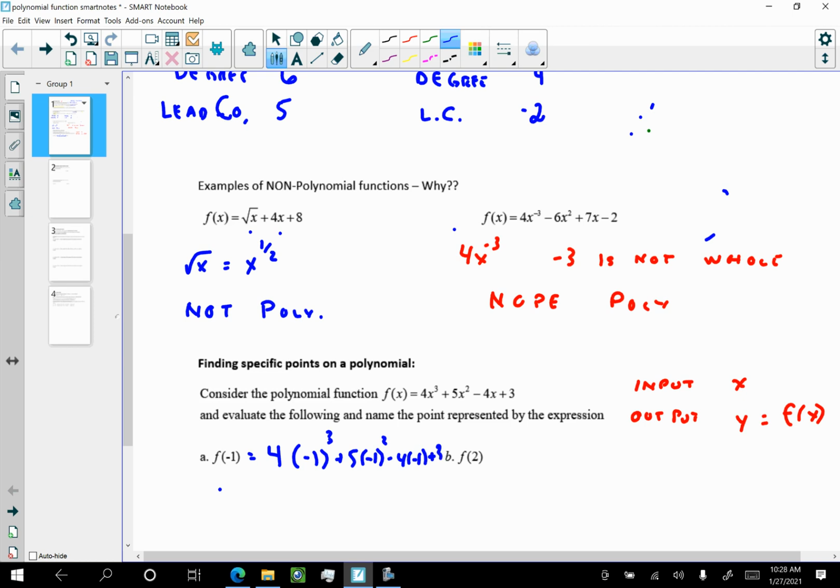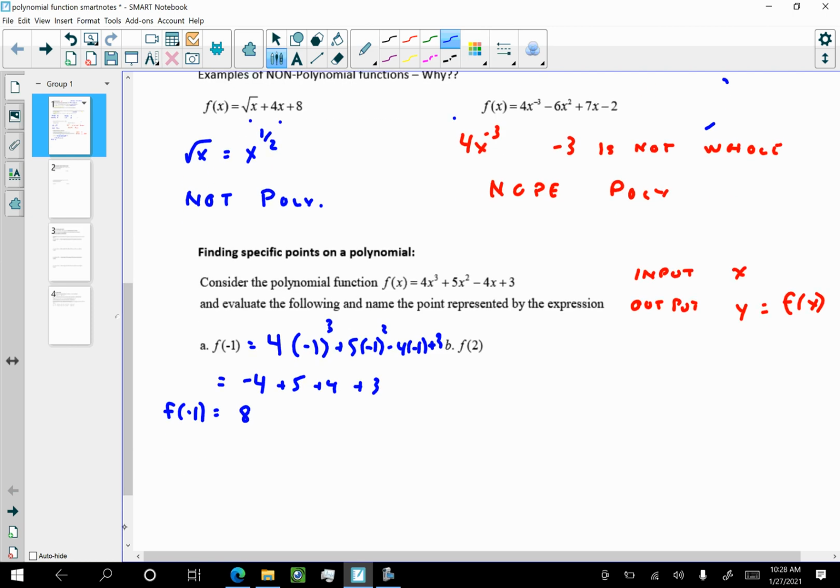So let's evaluate that. Negative 1 cubed is negative 1 times 4 is negative 4. Negative 1 squared is 1 times 5 is 5. Negative 4 times negative 1 is 4, plus 3. Negative 4 plus 4 is 0. 5 plus 3 is 8. So f of negative 1 is equal to 8. And what point then is on the graph of this polynomial? We're going to talk about the graphs of the polynomials in class, not in this video. So what point is on the graph? x, y.